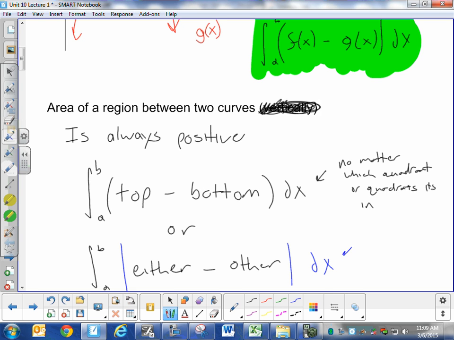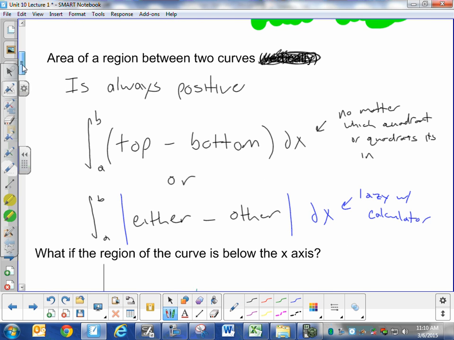And of course, this is if you're lazy and you have a calculator. Or if you're lazy and you don't have a calculator, you can just take either minus the other, find your area, and then if it's negative, you're like, well, it's got to be positive. So you just flip it. Okay? But you'll see the questions are going to be asked in a way that you can't just be lazy. You'll have to make sure you know which one's going to be on the top, which one's on the bottom. Okay, so that's the start.